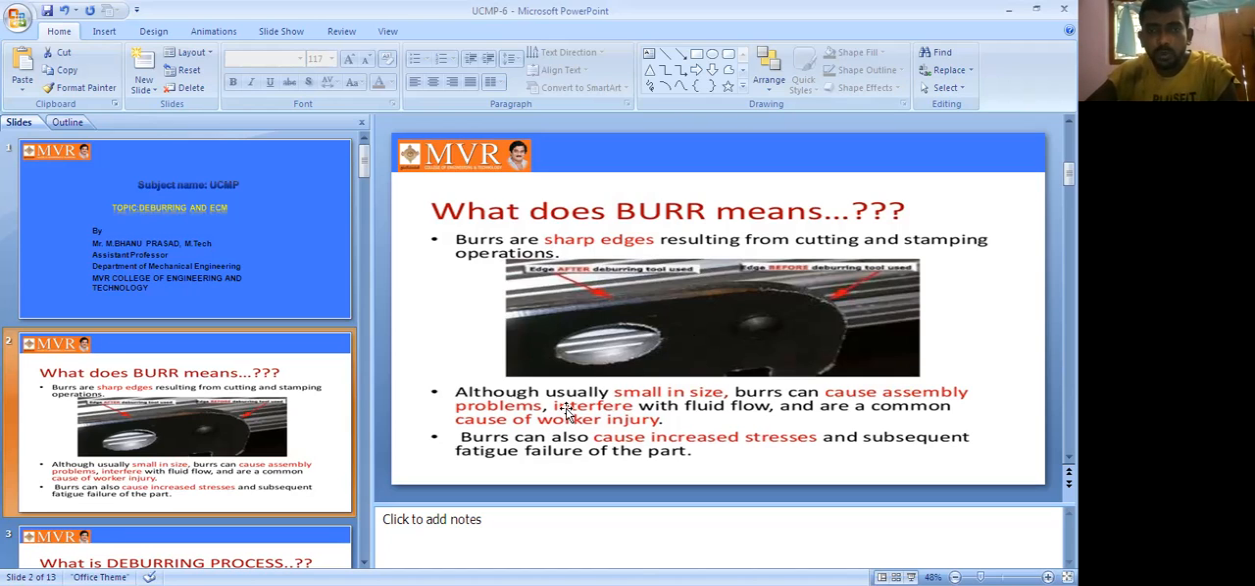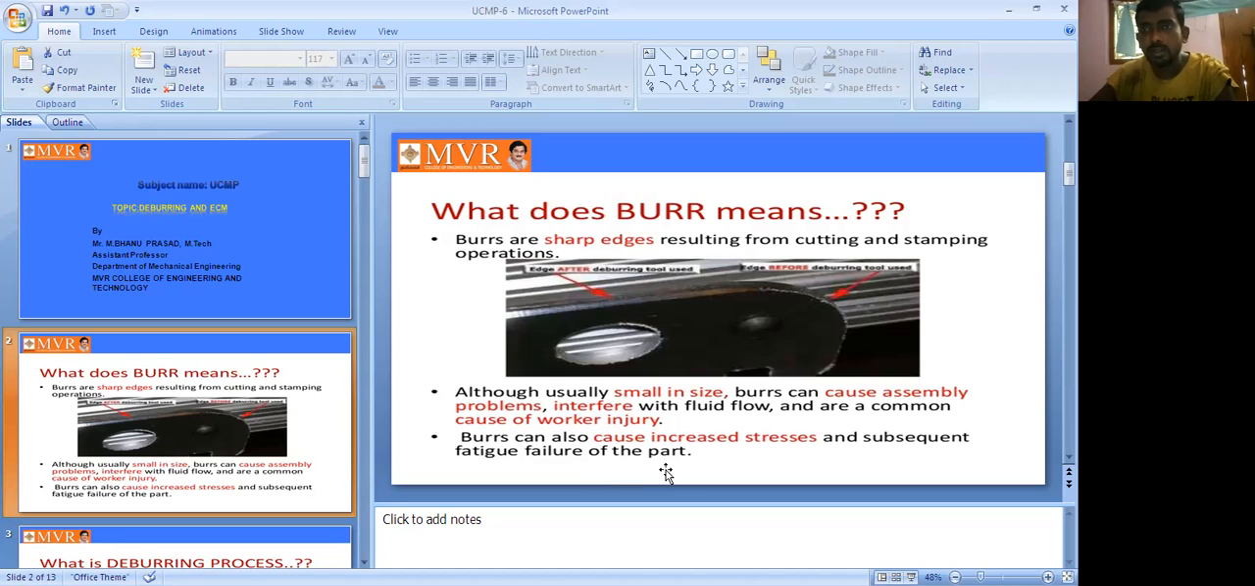Although usually small in size, burrs can cause assembly problems. Burrs cause problems mainly in the assembly process, and we can see these kinds of defects in machinery and parts. Afterwards, we use this process to resolve these problems. Burrs also interfere with fluid flow and are a common cause of worker injury.